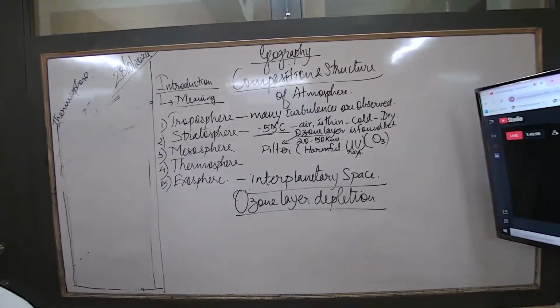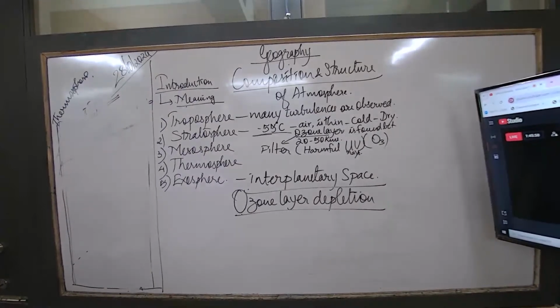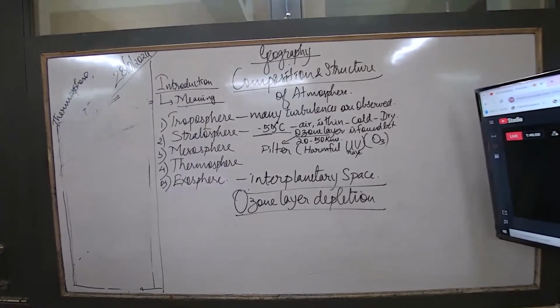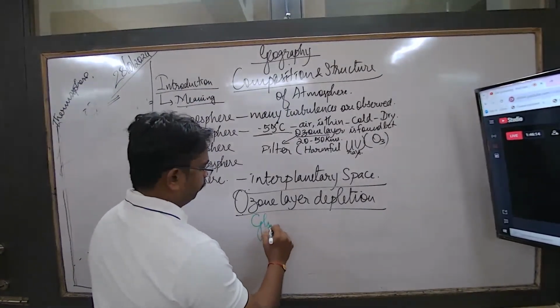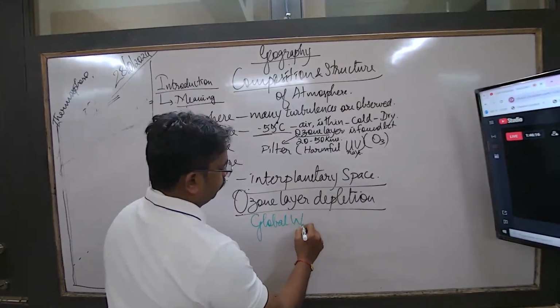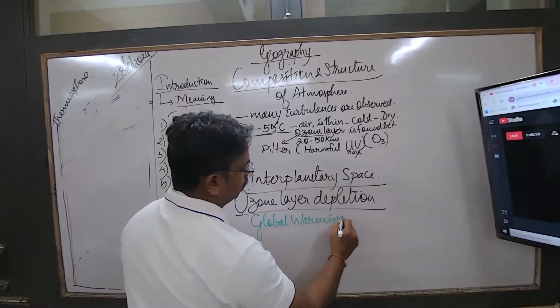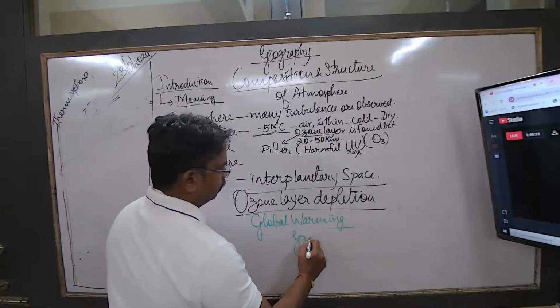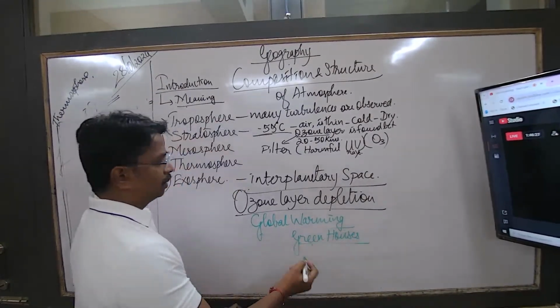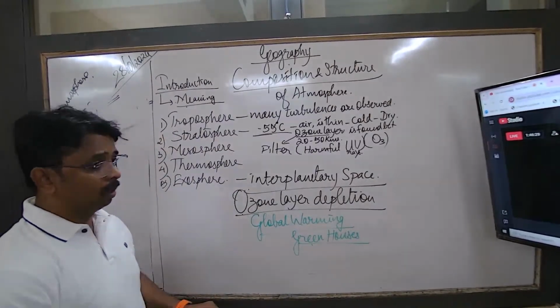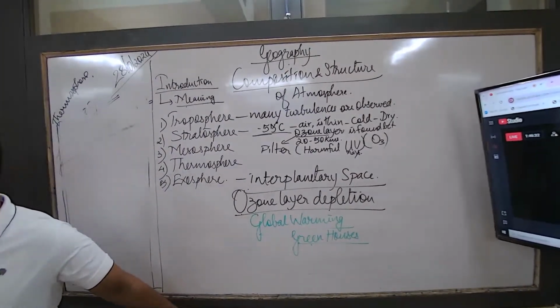Its foremost reason is enhanced concentration of greenhouse gases. Now, if I want to explain global warming as compared to the ozone layer, that is one layer which is getting depleted due to CFCs.